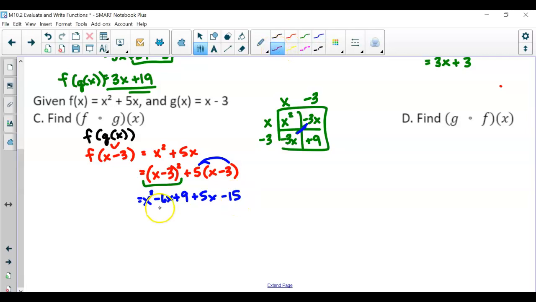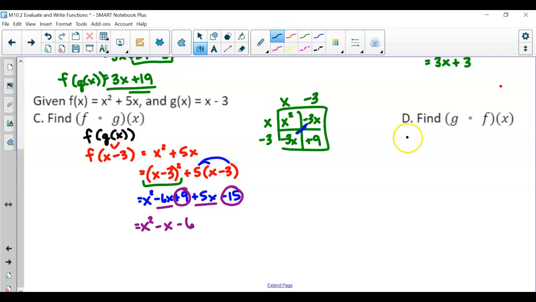Then lastly, combine like terms. Negative 6x plus 5x, so we have x squared minus 1x, or minus x, then 9 minus 15, which is negative 6. That is our composite function.